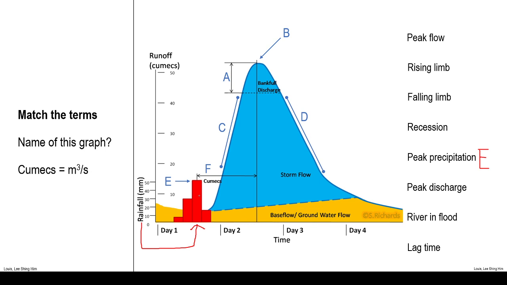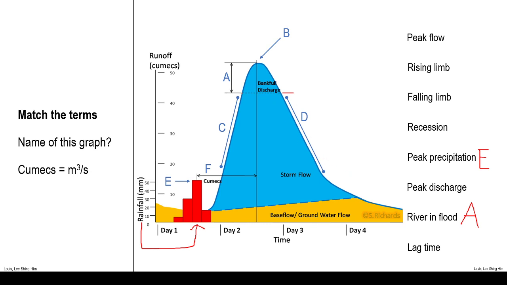Then let's go to the river. A river has two banks, and the water that is contained inside the two banks has a limit, and that limit is the bank full discharge, above which there will be flooding. So this blue part is brought by the rainfall. Above here, we will have flooding, and A actually corresponds to river in flood.